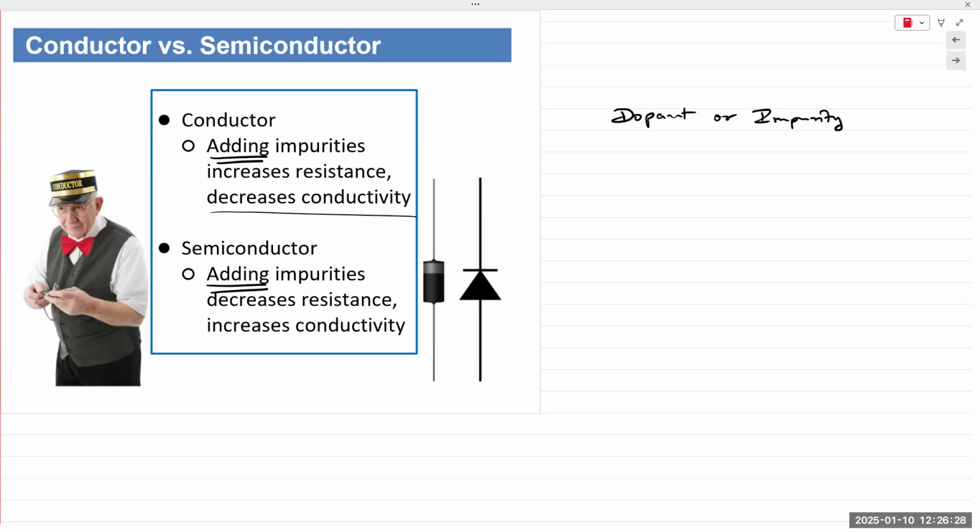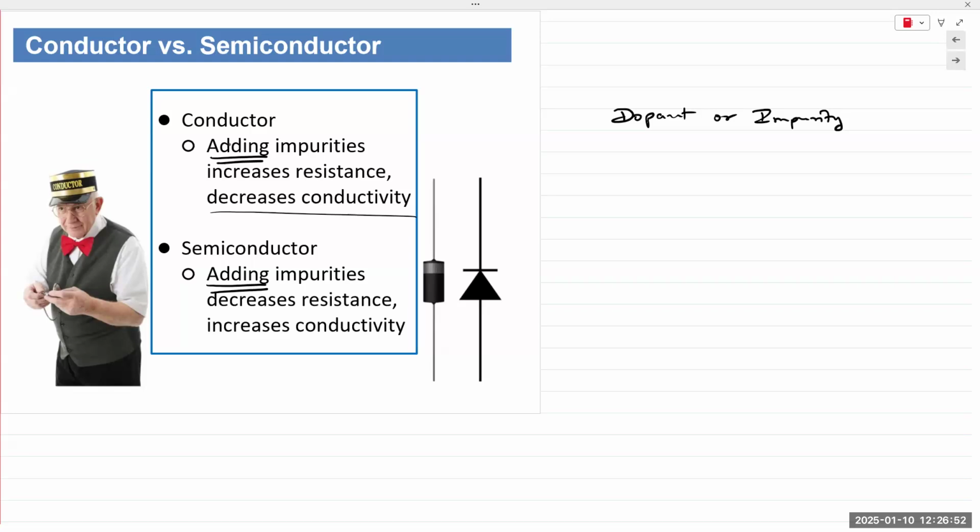To a certain extent, yes. So the question being asked is, depending on what the impurity is, does it always increase or decrease the resistance? The answer is, it depends on what the impurity is. We are simply talking about conductors right now. Semiconductors are different. For semiconductors, that's going to be the next point.